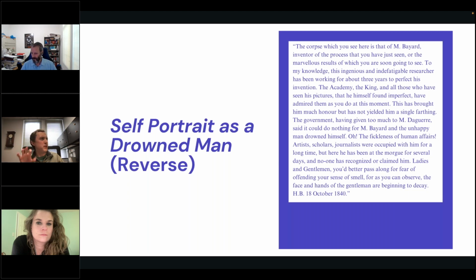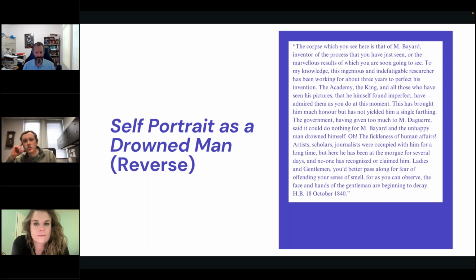And he has a beef, as it turns out, with the nascent industry of photography. He feels that he's being slighted as an inventor because a competing process is winning out over his own, particularly the daguerreotype. So he pens this little story and circulates it with his fake photograph. The corpse which you see here is that of Monsieur Bayard, inventor of the process that you have just seen, or the marvelous results of which you are soon going to see.